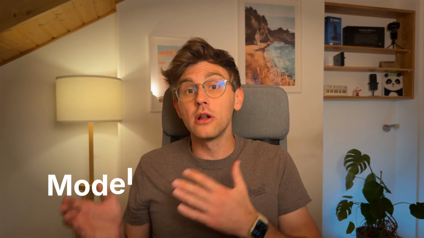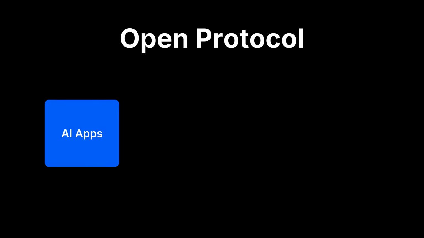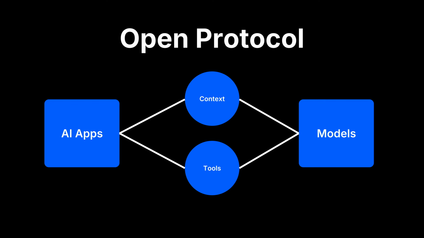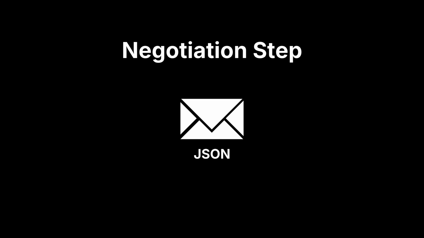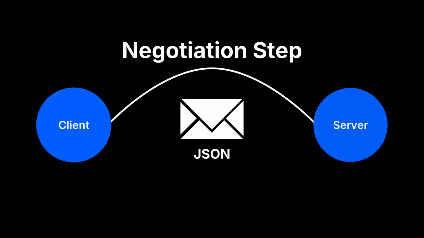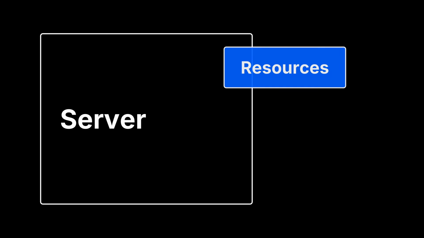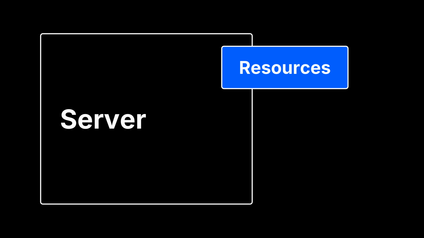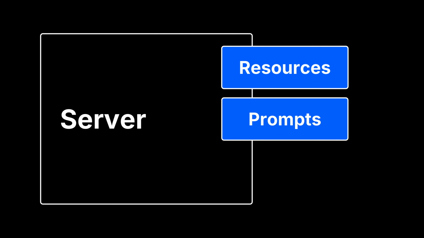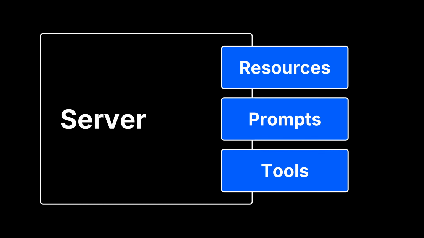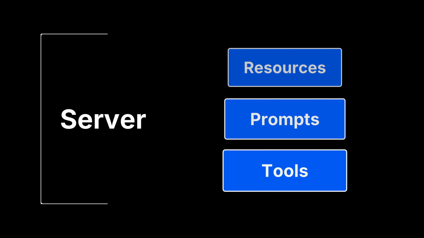MCP, or the Model Context Protocol, is an open protocol that standardizes how AI apps provide context and tools to models. Messages are JSON RPC 2.0 based, and they have a negotiation step when the client connects to a server. The servers can then expose resources, which are readable context like files or rows. Prompts will also be exposed, which are just templates for interactions between the client and the server. And finally, it can expose tools, which are callable functions, which have a JSON schema as an input. And they can provide some form of output.